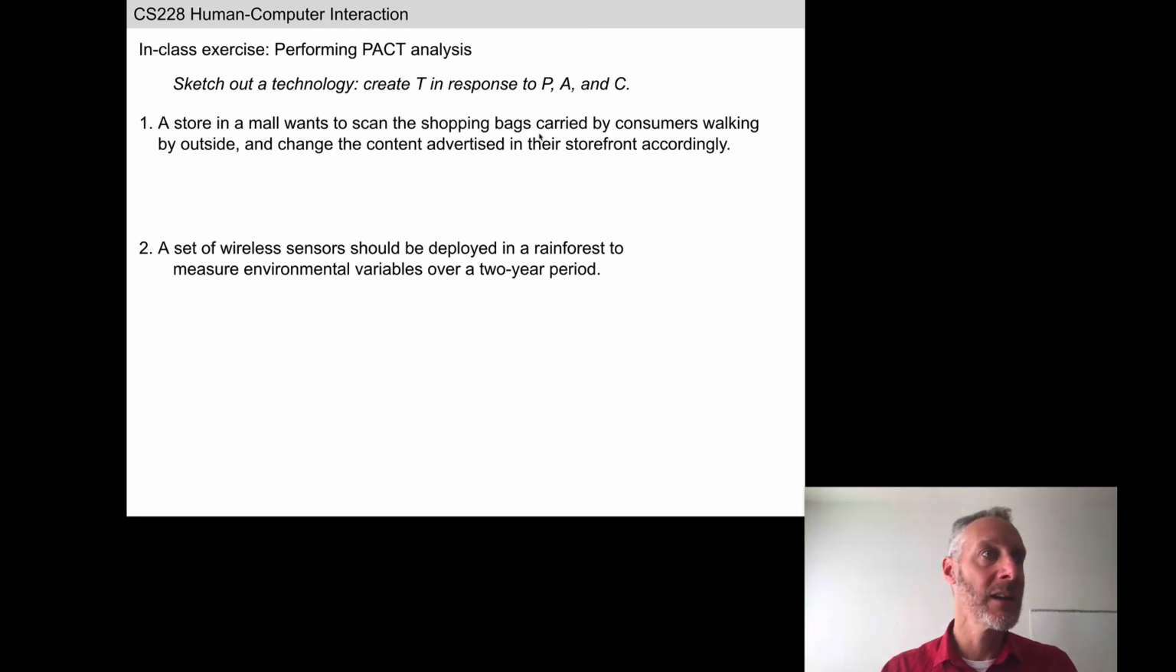And then at the end of a few minutes, I'll ask you to copy and paste your couple of sentences into chat. I think that's probably the easiest way to do this.